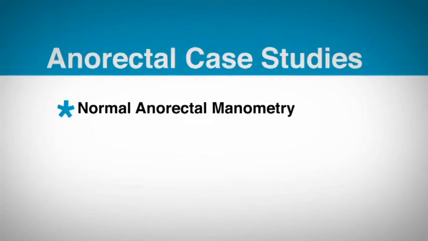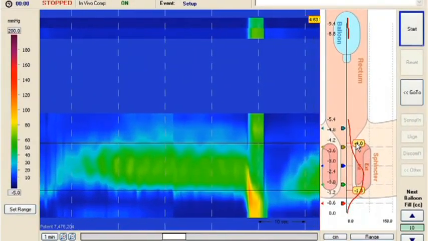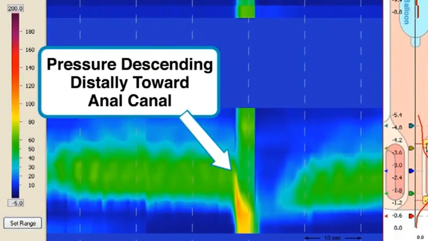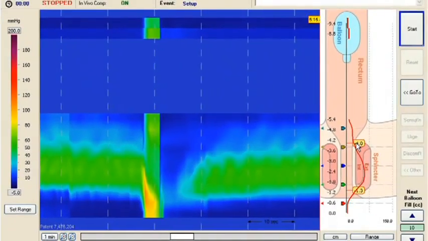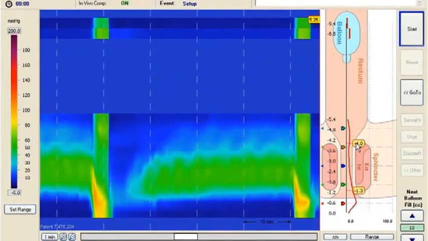Normal anorectal manometry. In this subject, there is no pressure in the rectal balloon during the squeezes. During bear downs, you can see pressure generated in the rectum, descending distally toward the anal canal along with simultaneous relaxation in the anal canal. Length of sphincter and pressure in the sphincter are normal.